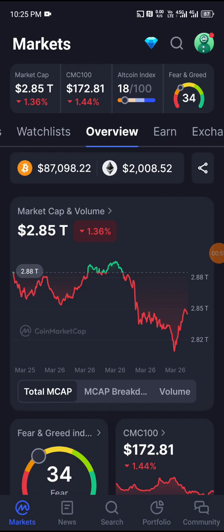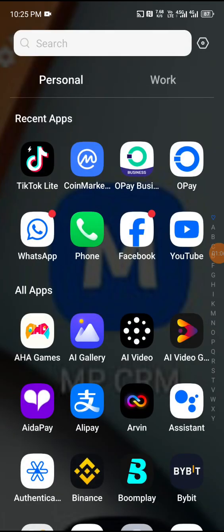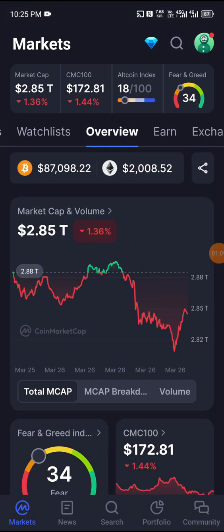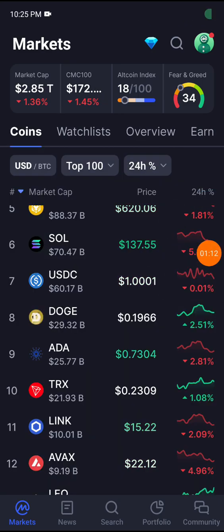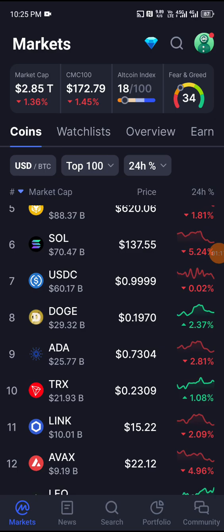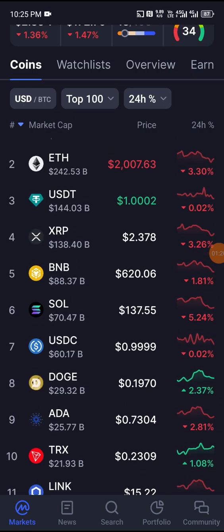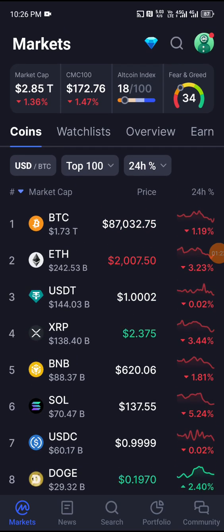So the first thing you need to do, we're going to use CoinMarketCap for this. So have your CoinMarketCap close by, and let's dive into this. So here we are. One thing you must do first is to look for a cryptocurrency coin with a low market cap. That's just what you need to do here. If you look for a coin that has a low market cap, then we'll see what we can do further.